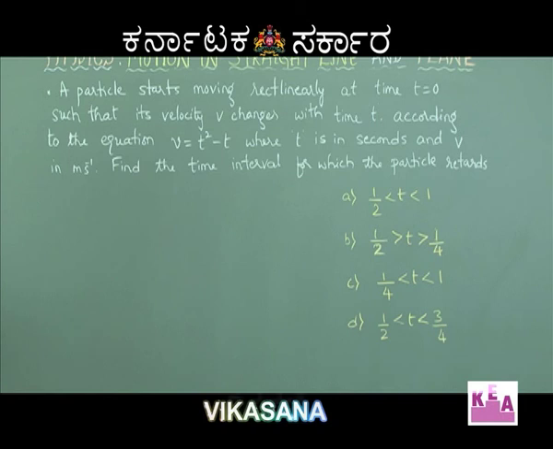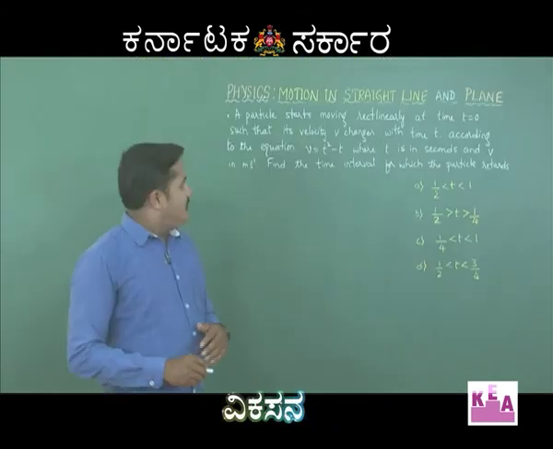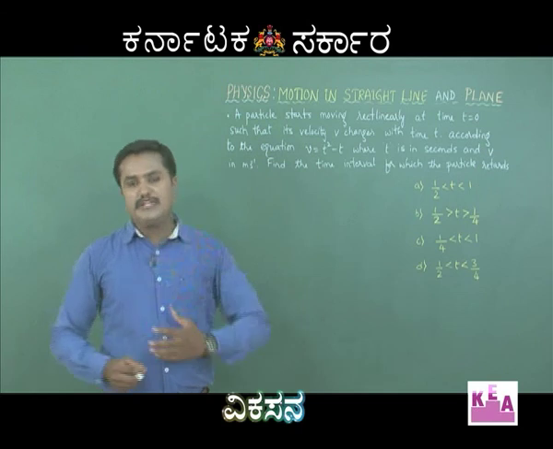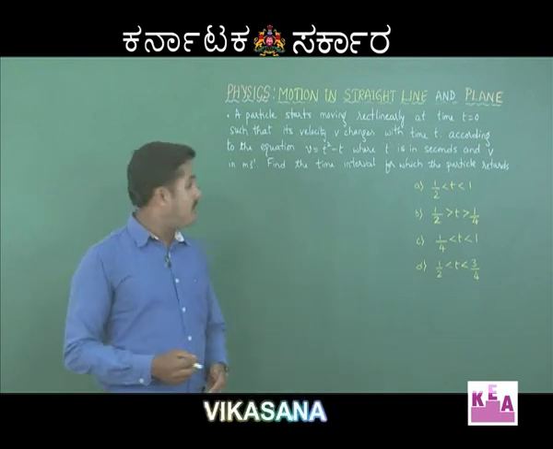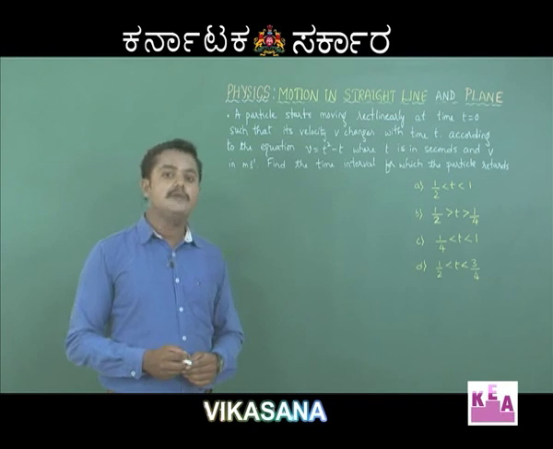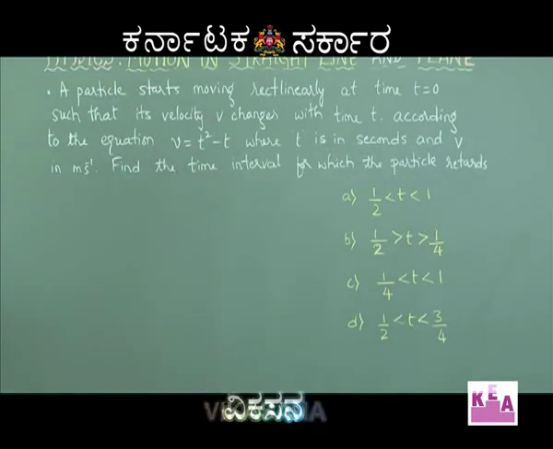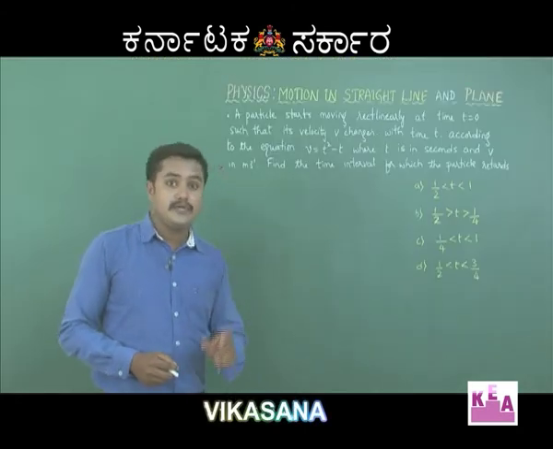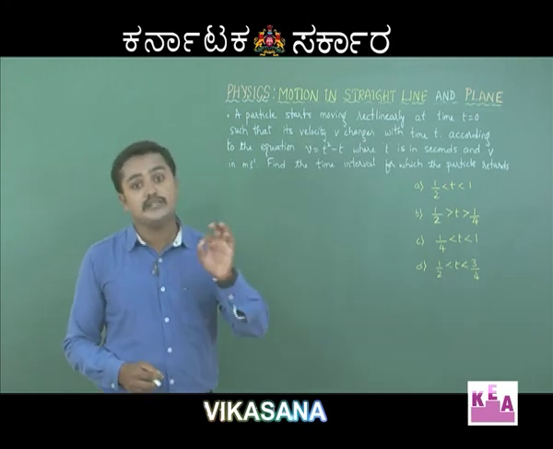Options: A, t greater than 1/2 and less than 1; B, t less than 1/2 and greater than 1/4; C, t greater than 1/4 and less than 1; and D, t greater than 1/2 and less than 3/4. Dear students, here in this problem it is mentioned that velocity is a function of time and we are supposed to find out what exactly happens when the body starts retarding, or in other words, the time duration during which the body retards.